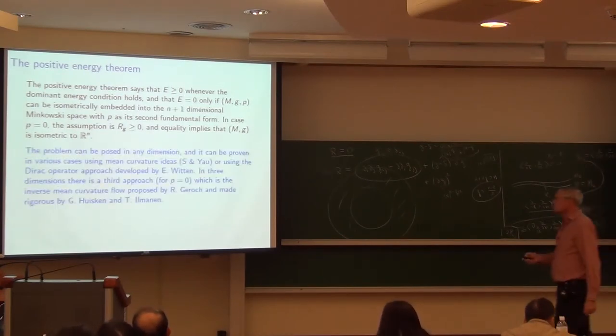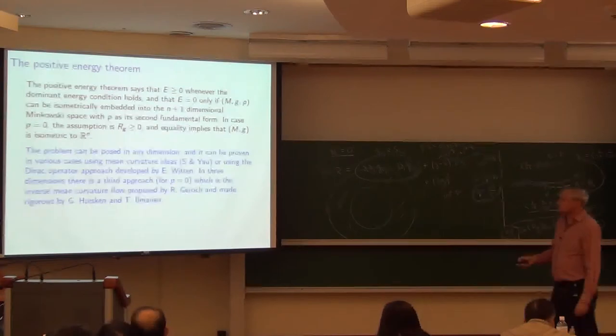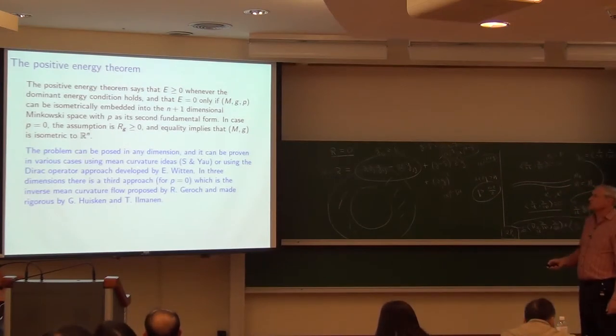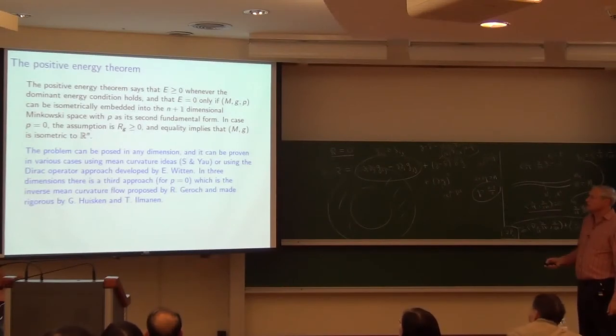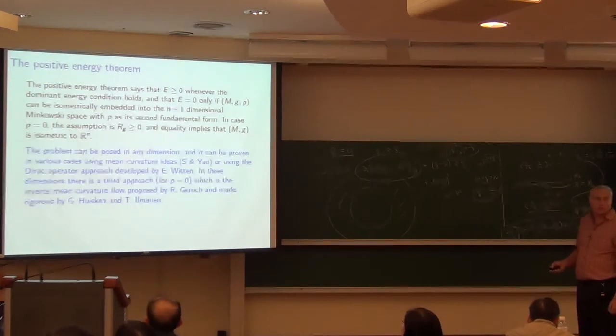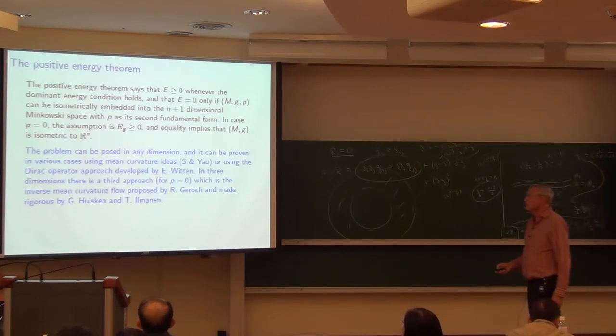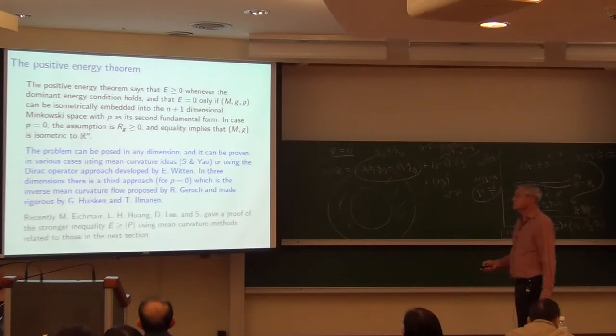Okay, and so actually, the problem can be posed in any dimension and proven in various cases using mean curvature ideas, which Yau and I did, and there's also a Dirac operator approach. Actually, in three dimensions, there's another very interesting approach in the P equals zero case, which is called the inverse mean curvature flow, a beautiful geometric flow argument, which gives somewhat stronger results in that case. And that was done by Geroch and Huisken.